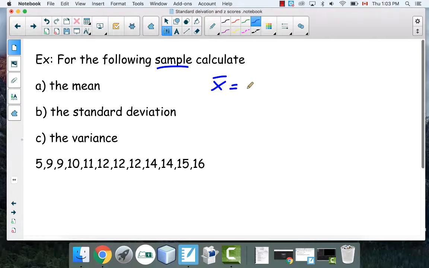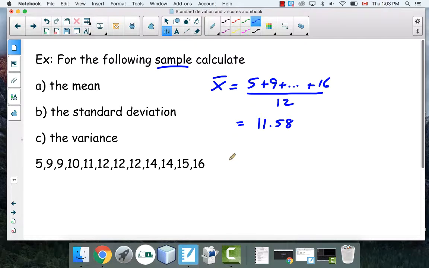Mean is going to be x bar. Equation will be 5 plus 9 plus ... all the way up to 16. Add those all up and divide it by, if you count how many there are, 12 numbers in this list. Divide that by 12. Okay, I'll let you use your calculator and punch it in, but I ended up getting 11.58.